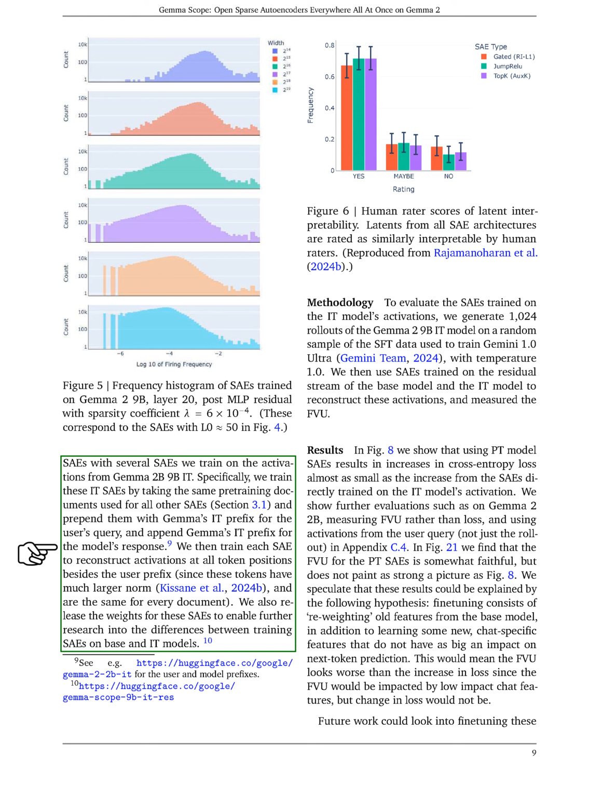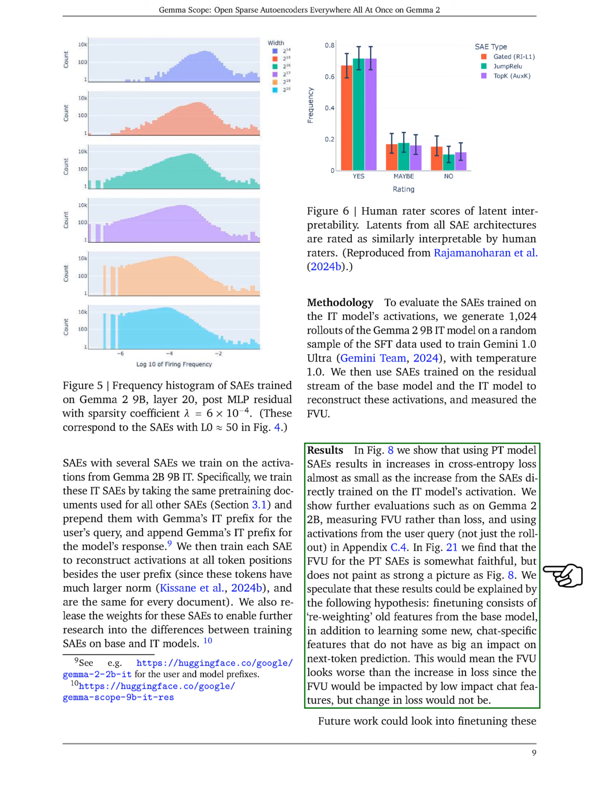Section: Methodology. In this section, we evaluate the sparse autoencoders, SAEs, trained on the activations of the IT model. We generate 1024 rollouts from the Gemma 2 9B IT model using a random sample of the SFT data that trained Gemini 1.0 Ultra, with a temperature setting of 1.0. We then utilize SAEs trained on the residual stream of both the base model and the IT model to reconstruct these activations and measure the fraction of variance unexplained, FVU. Our results, shown in a figure, indicate that using SAEs from the PT model leads to a slight increase in cross-entropy loss, similar to the increase observed with SAEs directly trained on the IT model's activations.